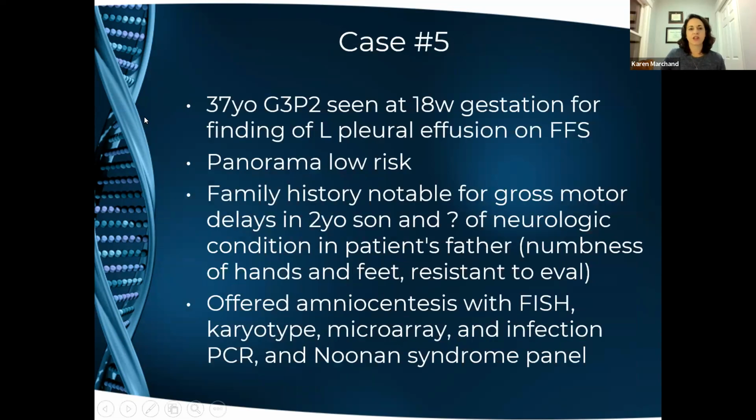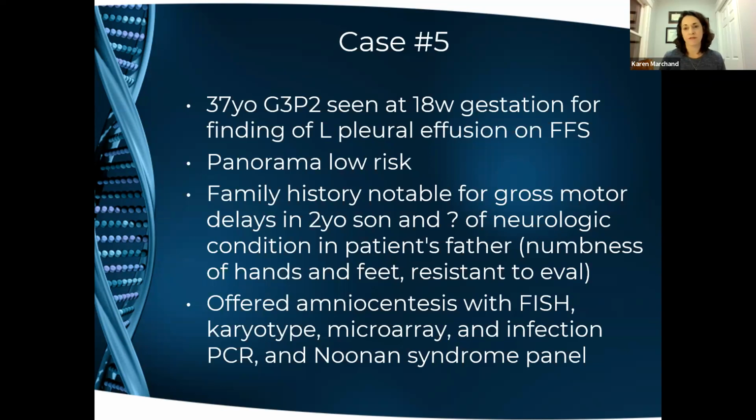And then the next patient also opted for microarray. This is a 37-year-old G3P2 seen at 18 weeks gestation for a finding of a left pleural effusion on her anatomy ultrasound. She had low-risk Panorama cell-free DNA screening. Family history was notable for some gross motor delays in her 2-year-old son and a question of a neurologic condition in her father, who had been experiencing numbness of his hands and feet but had been resistant to evaluation. This patient was offered amniocentesis with FISH, karyotype, microarray, infection PCR, and Noonan syndrome panel, which we always offer for any kind of fluid collections within the body.